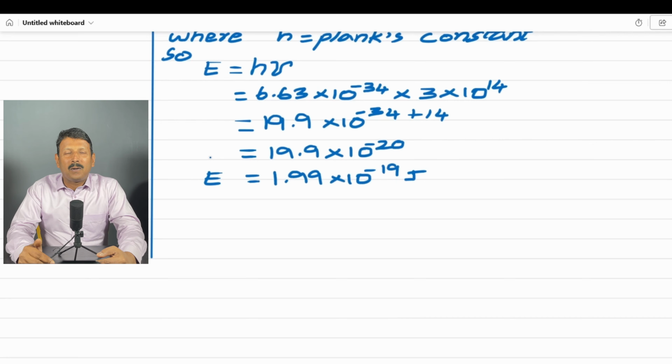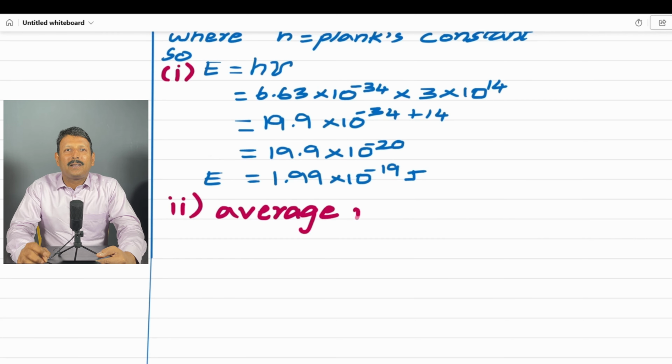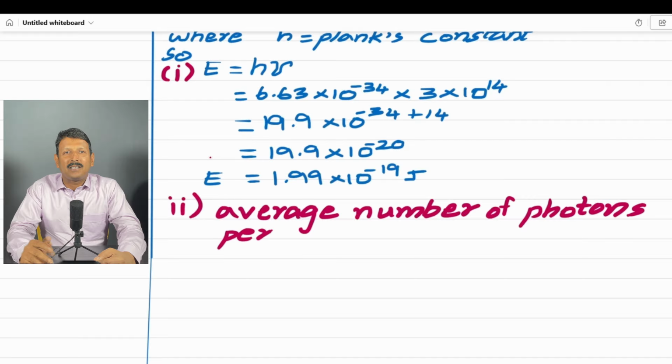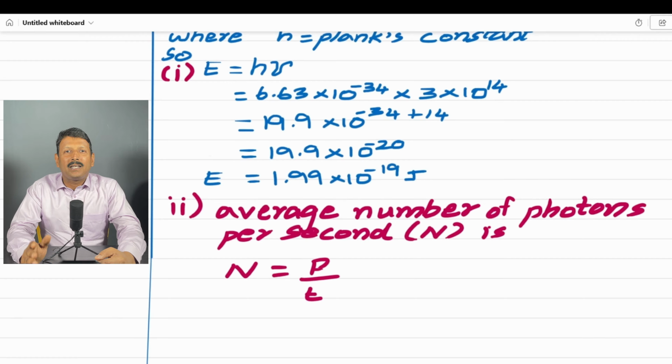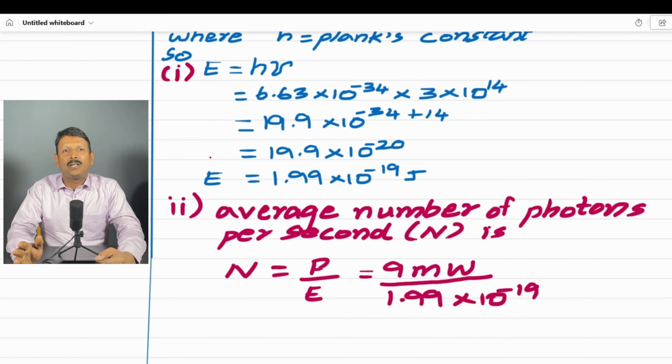Now there is one more part, right? We have to do the second part also, that is the number of photons emitted per second. Here the average number of photons emitted per second is n, which is equal to P divided by E. The actual relation we always practice is P is equal to nE. So n is equal to P by E.